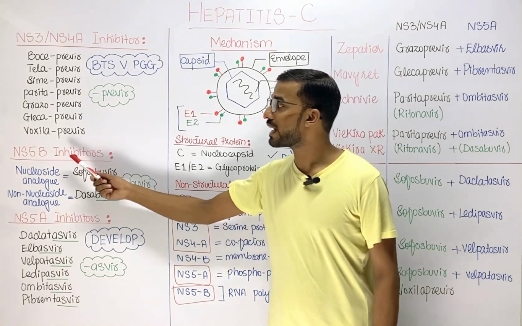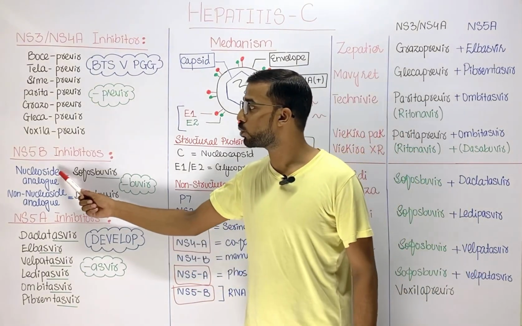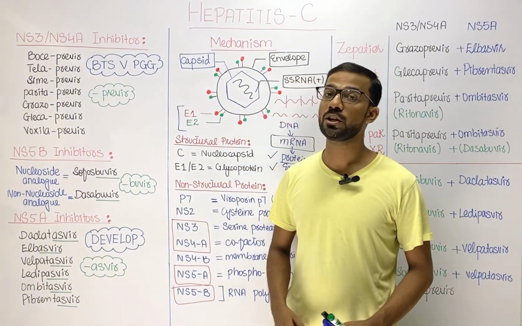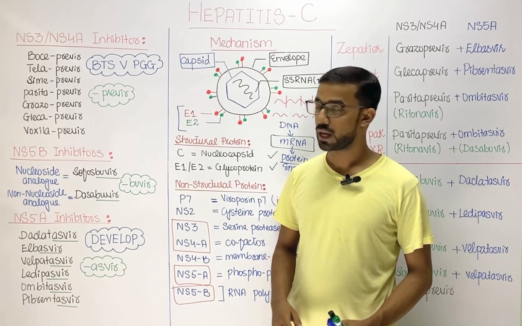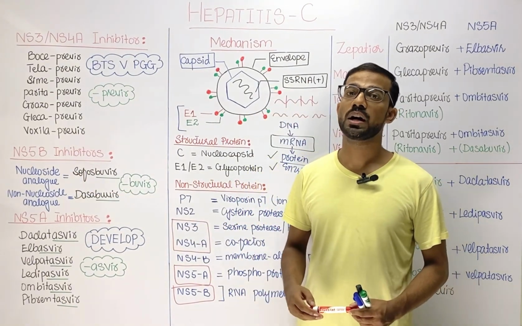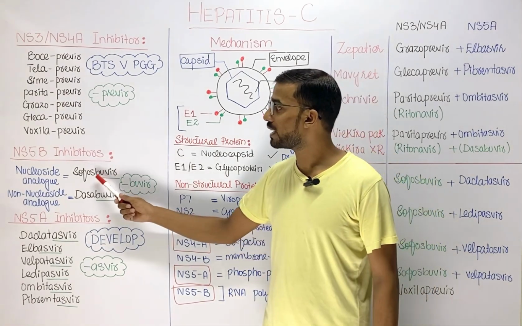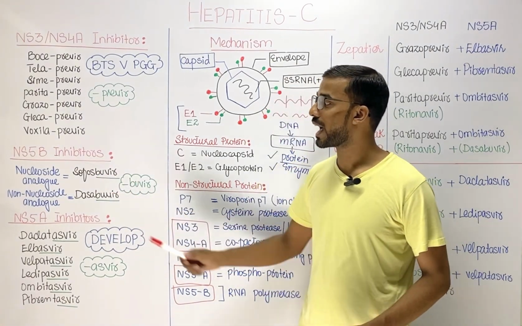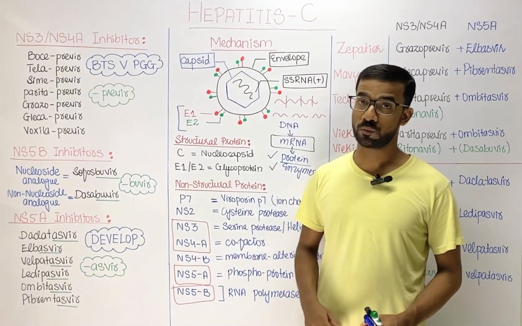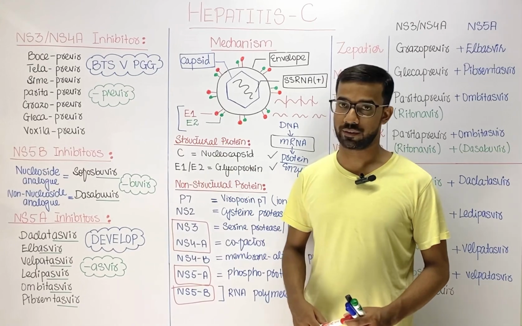Next are the NS5B inhibitors. In this case, you will see two categories, nucleoside analog and non-nucleoside analog. A nucleoside analog acts as a nucleotide in the hepatitis C virus. That drug is sofosbuvir, and the non-nucleoside is dasabuvir. In that case, you will see the ending buvir.